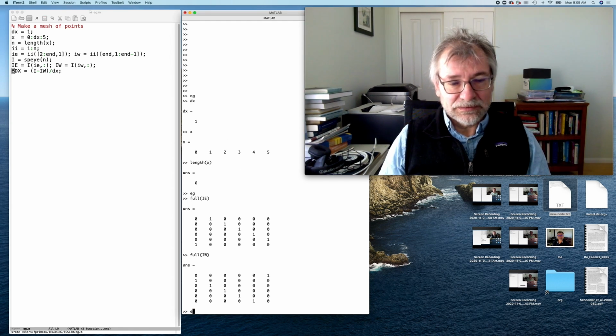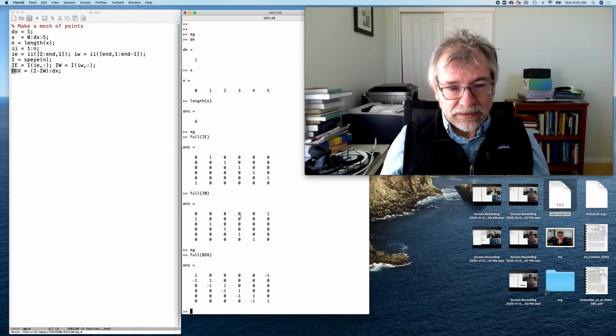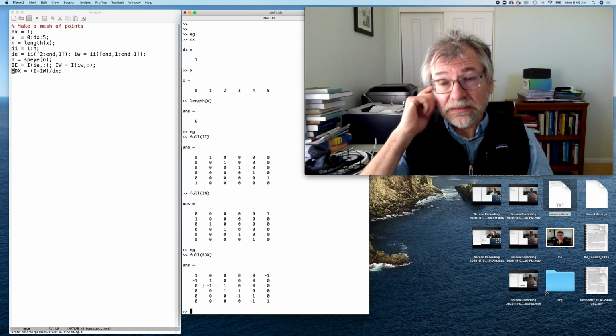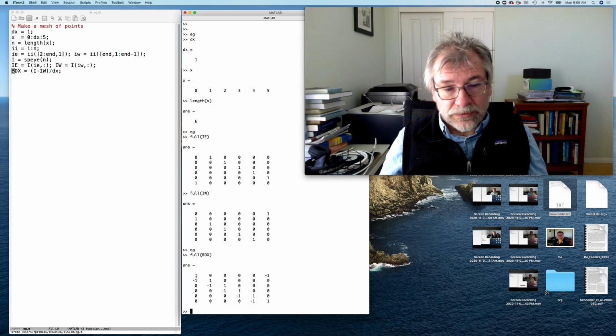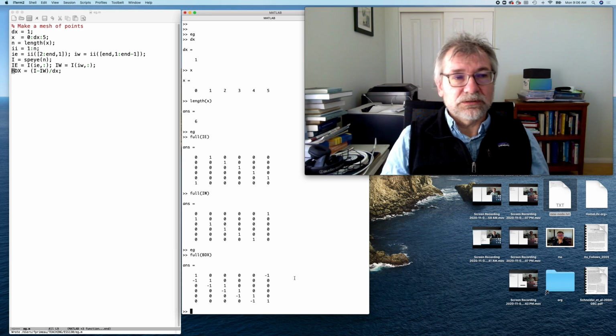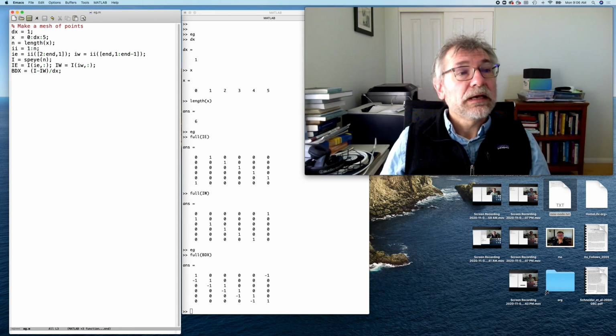Alright, so let's run it. e.g. full BDX, and what we have is two bands, a band of 1s down the main diagonal and minus 1 in the minus 1 diagonal, because it's a backward difference. So here at the first point we have to reach over onto the eastern side to get the point, because we're assuming that it's like a cylinder, things wrap around.